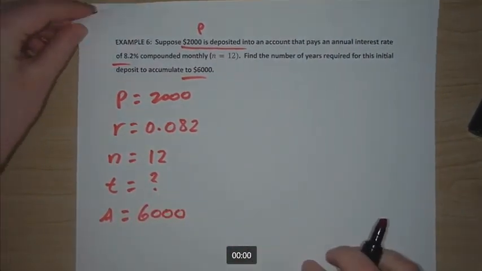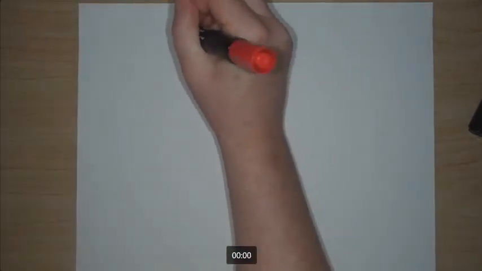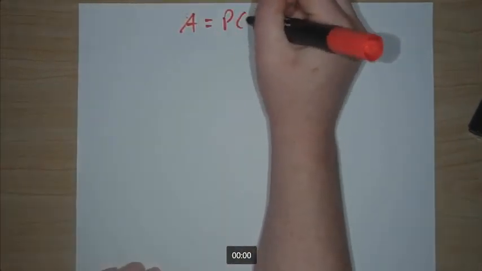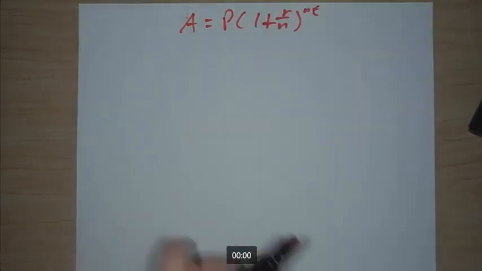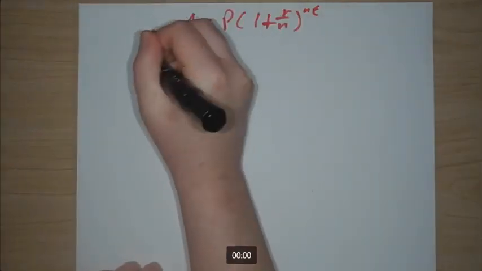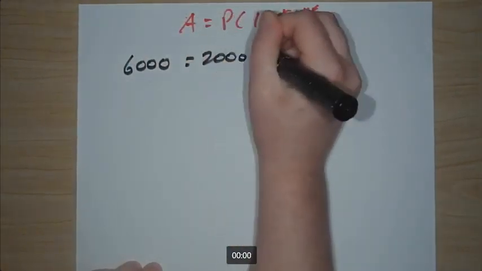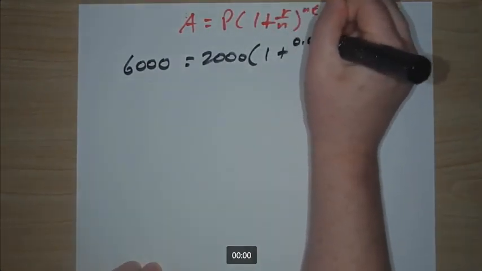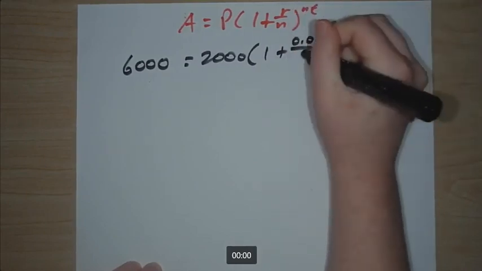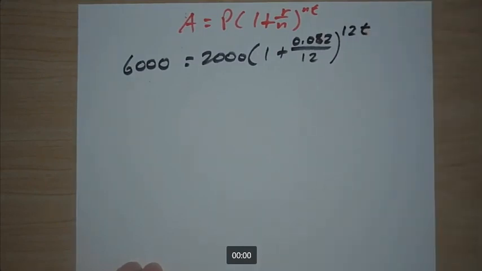So we are going to take what we know and we're going to put it into our formula. So our formula is A equals P times (1 plus R over N) to the NT. So our A was $6,000. Our P was $2,000. Our R was 0.082. Our N was 12. Then we have 12, and then we want to find our T.